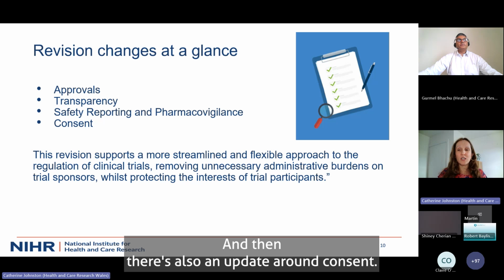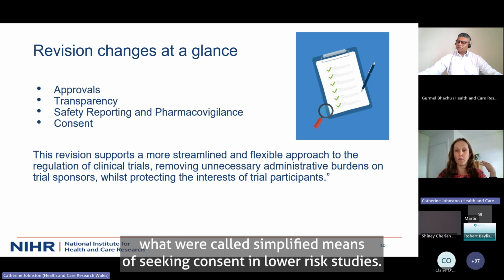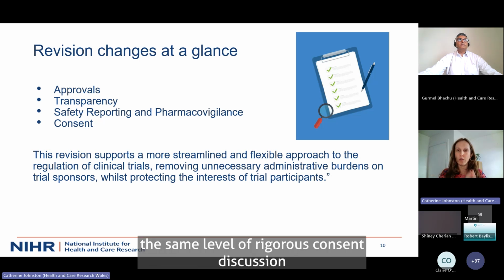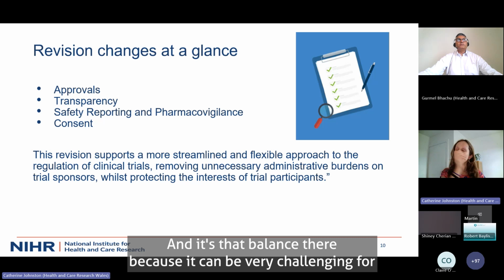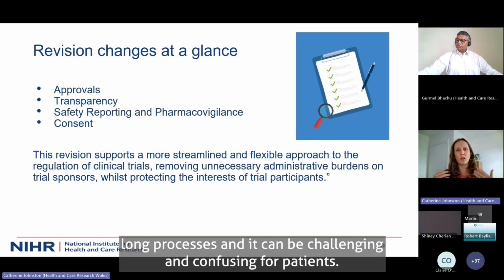And then there are also updates around consent. The updated regulations include the ability to use what are called simplified means of seeking consent in lower risk studies. So again, a study that doesn't carry any more risk than usual care: do we need to go through the same level of rigorous consent discussion and documentation as we would for an early phase 2 novel drug study? It's that balance, because it can be very challenging for sites to set up these low risk studies if they've got to go through these long processes, and it can be challenging and confusing for patients.